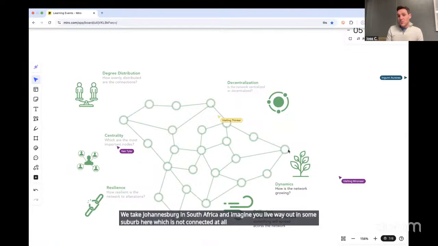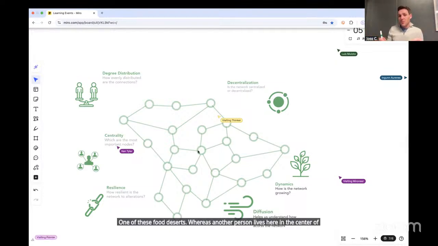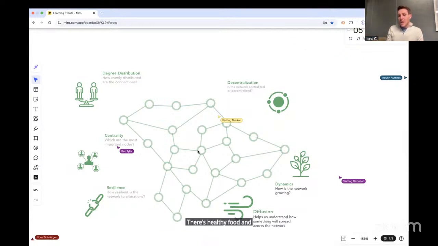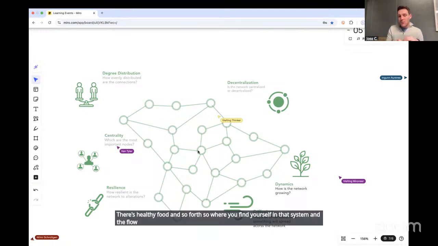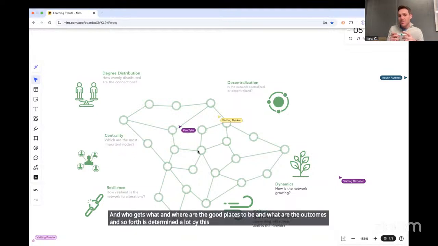Connected to transport could be not connected to good food either, you know, one of these food deserts. Whereas another person lives here in the center of Johannesburg, all the good jobs are around them. There's healthy food and so forth. So where you find yourself in that system and how things flow through this structure is determined a lot by the structure of that system, and who gets what, where the good places to be are, and what the outcomes are is determined a lot by this structure here.